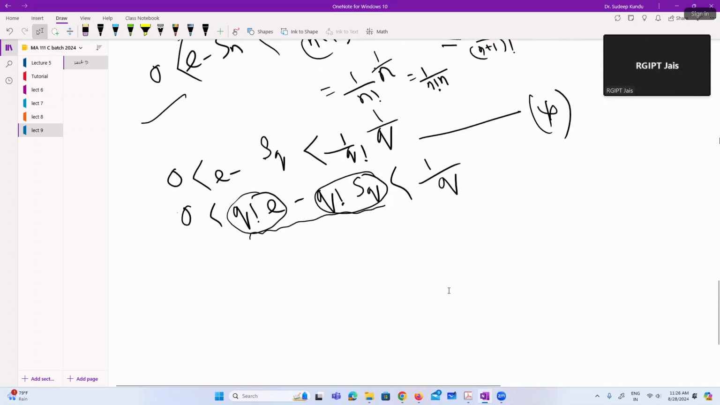So how will you show this? How will you show this? So e is p by q, right? That you have already assumed. That means p equals e q. So this is an integer.